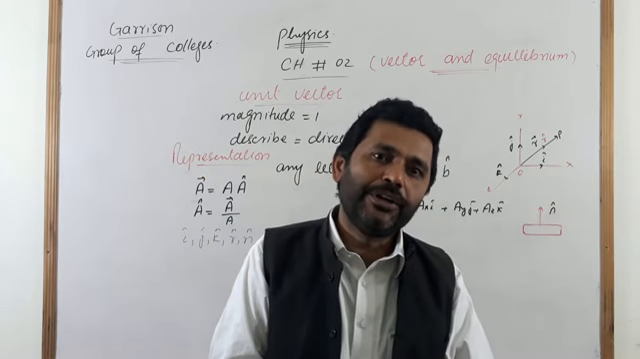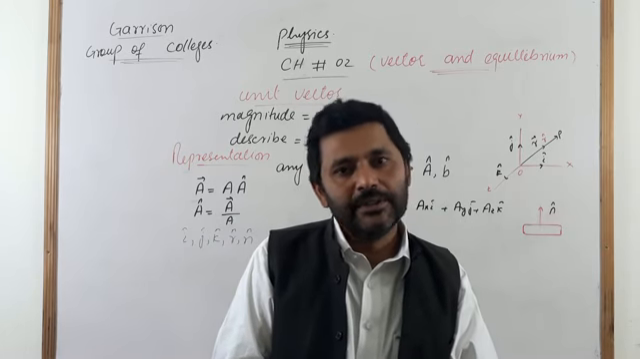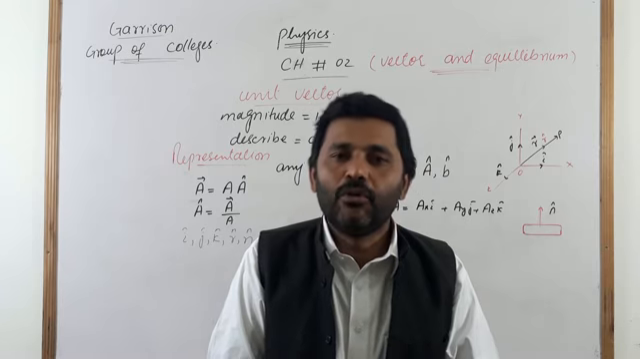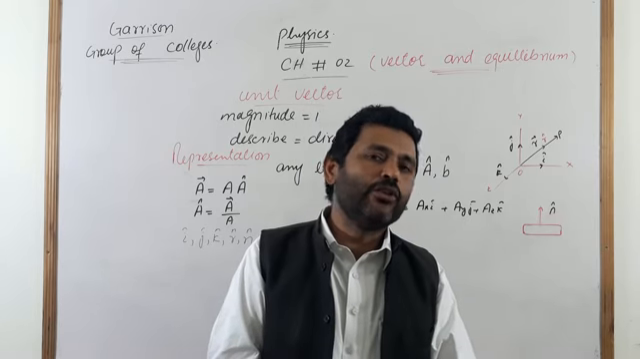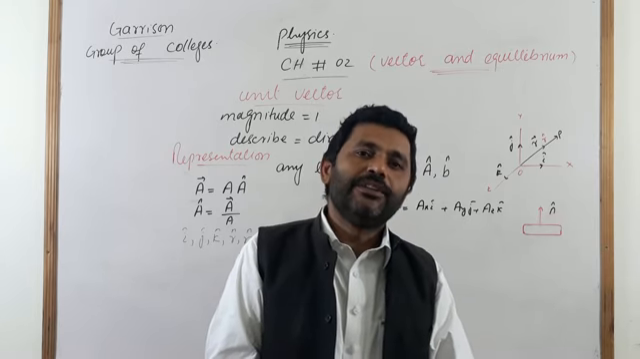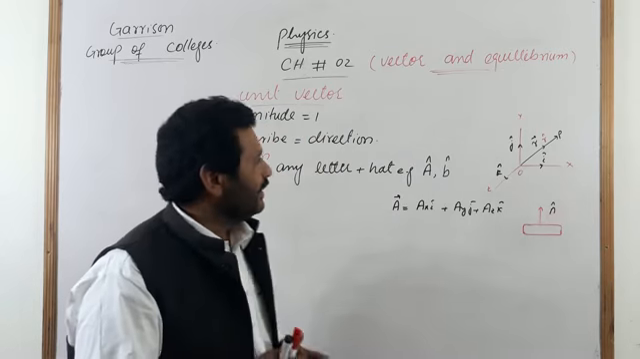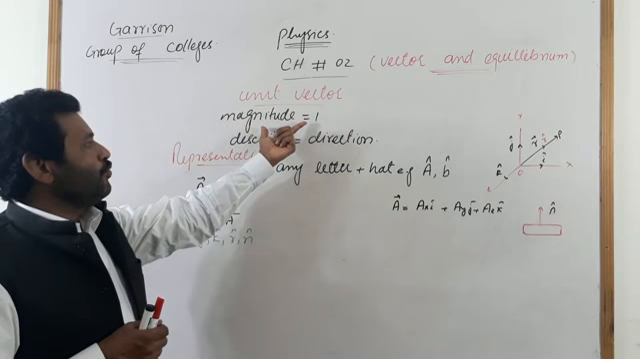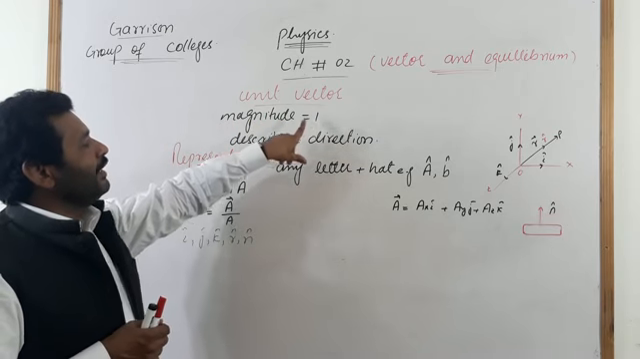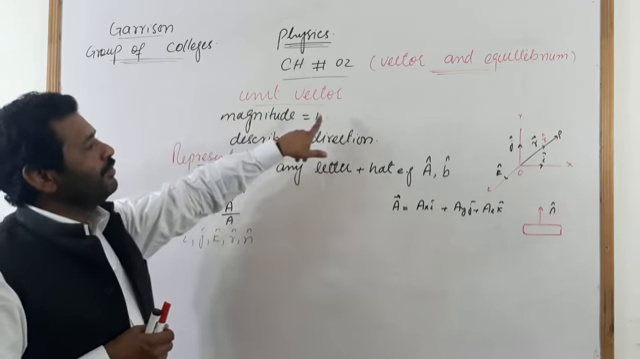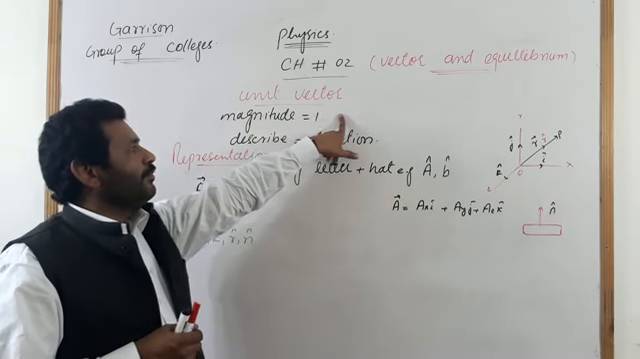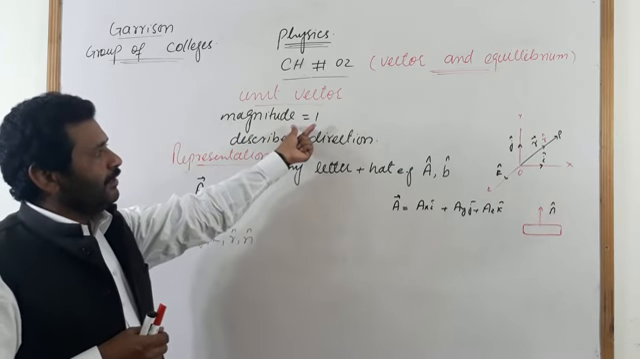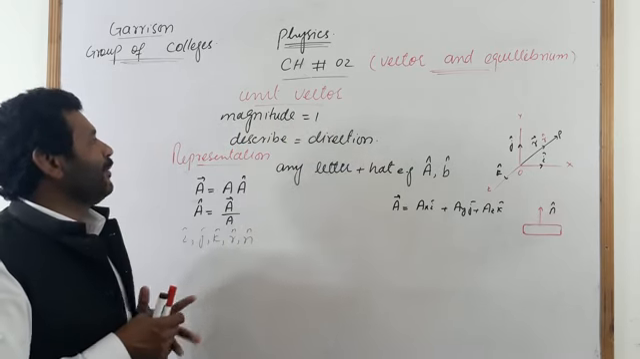I want to say an important thing in this case: a unit vector has only magnitude and direction, with no unit. The I unit vector is used to describe only the magnitude and direction. In this magnitude, there is no unit.